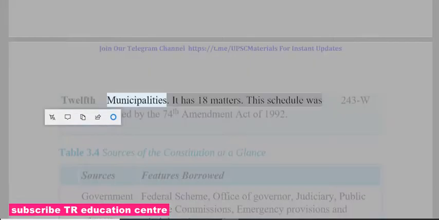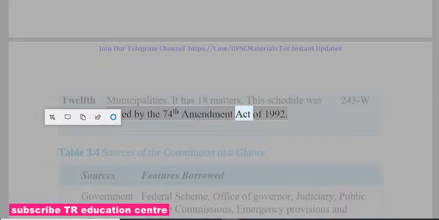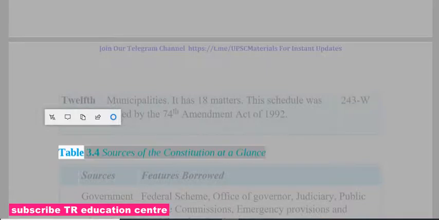Twelfth Schedule. Municipalities. It has 18 matters. This schedule was added by the 74th Amendment Act of 1992. Table 3.4. Sources of the Constitution at a glance.